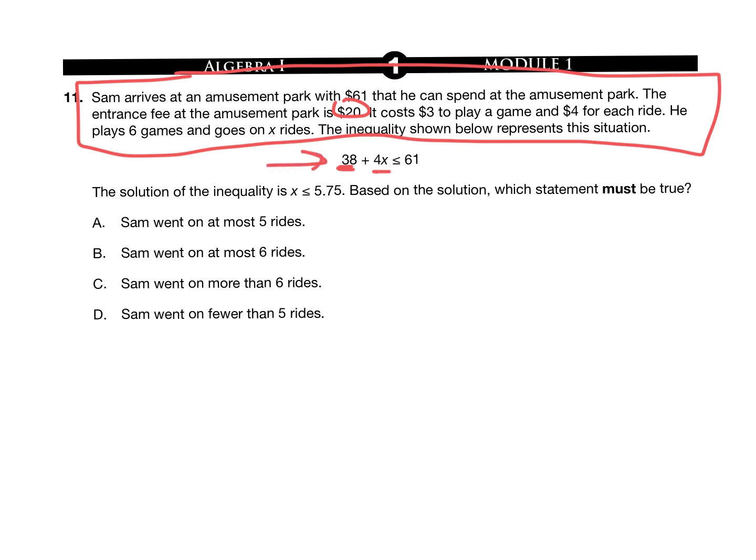They are giving you this. They're not asking you to dispute that or create that. They are giving you that. And the reason why it needs to be less than or equal to 61 is because he only has $61 total to spend. They went through again and did the math. How nice of them. They're telling you the answer is x is less than or equal to that 5.75.